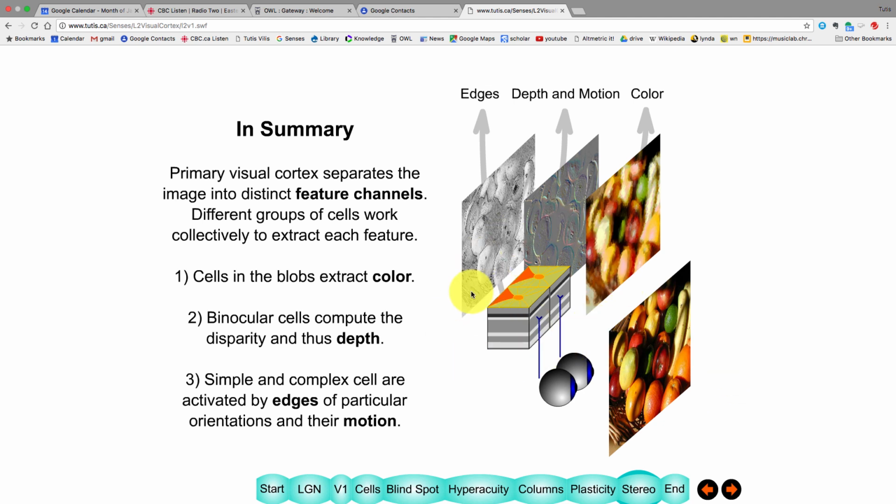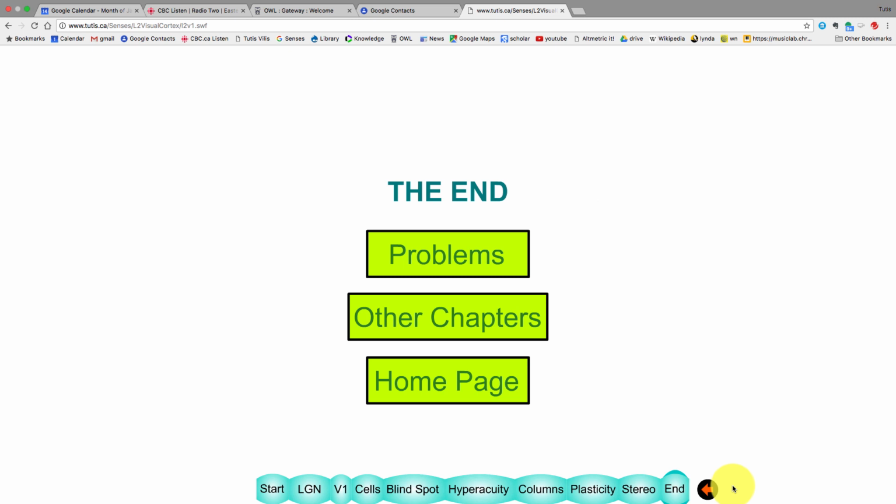Now, the cells in the cortex do more than just give you depth. We'll see that they also produce a sense of motion. Some of the complex cells are motion sensitive as well. Some of the cortical cells produce color, the double opponent cells, and all of them give you the sense of where an edge is, so they accentuate edges. And that's it. Thank you very much.